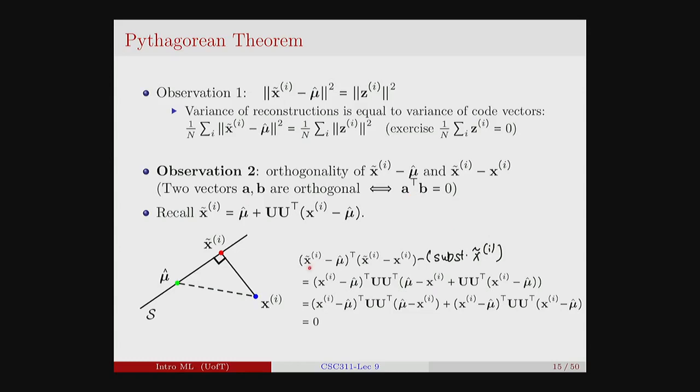So let's actually just write down what the dot product is. This is just the first vector, and this is the second vector. And we're going to substitute in here the definition of the reconstruction, which is mu hat plus u transpose of x_i minus mu hat. So that gives us this term on the right-hand side.